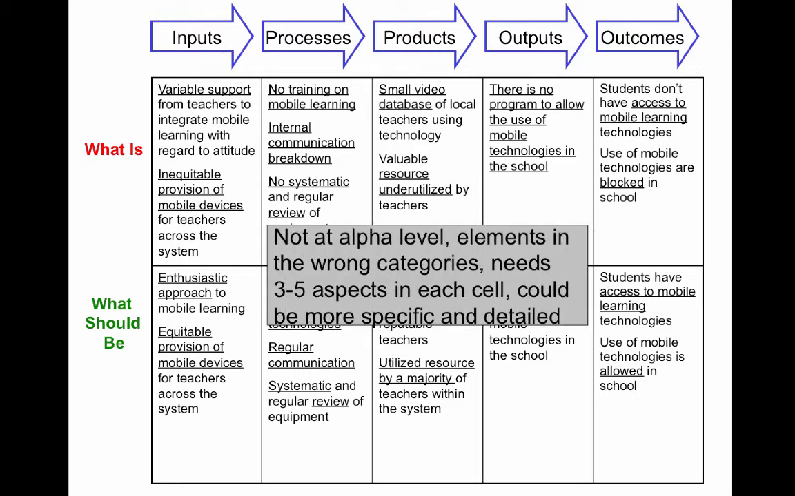Okay, so let's look at all the problems. First of all, it's not at alpha level. In other words, our outcomes and outputs are not very meaningful and they're solution focused. We have some elements in the wrong categories.